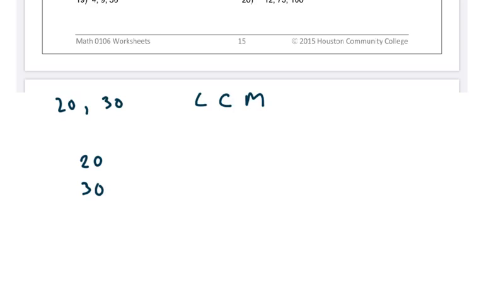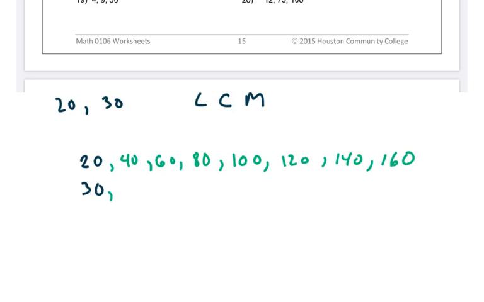So, for example, multiples of 20 would be 20, because 20 times 1 is 20, 20 times 2 is 40, 20 times 3 is 60, then 80, then 100. Another way of thinking of this is I'm just adding 20 every single time. And we could do the same thing with 30. So 30 times 1 is 30, 30 times 2 is 60, 30 times 3 is 90, and I could keep going if I wanted to. I'm not going to write them all out.